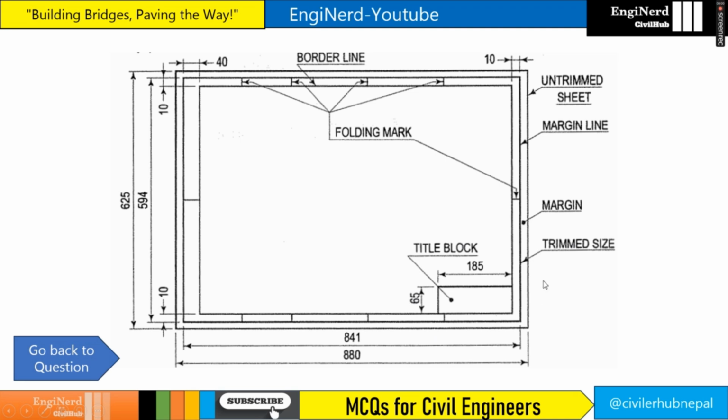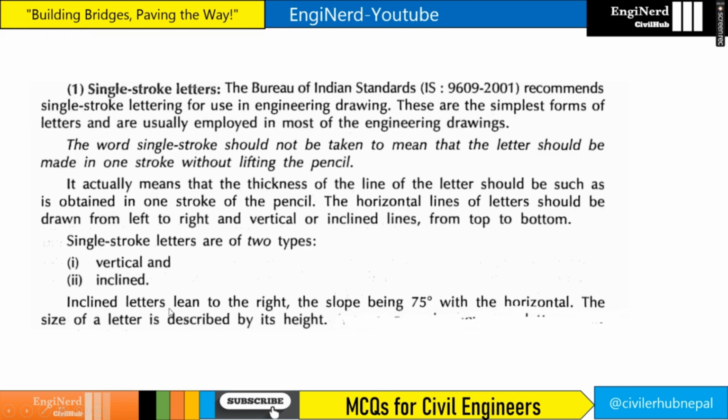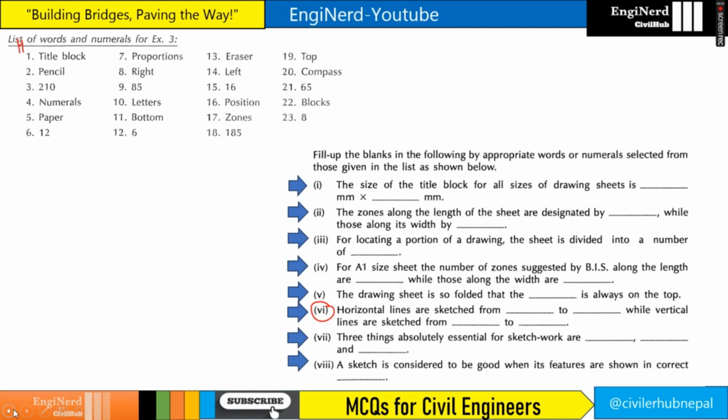So here is the title block, and it is clearly shown that the title block is 185 by 65. So let's go back to the question and write 185 by 65. Where can we find this 185? Here is 185, so let's write 185 mm by, where is 65? Here is 65. So 65 mm.